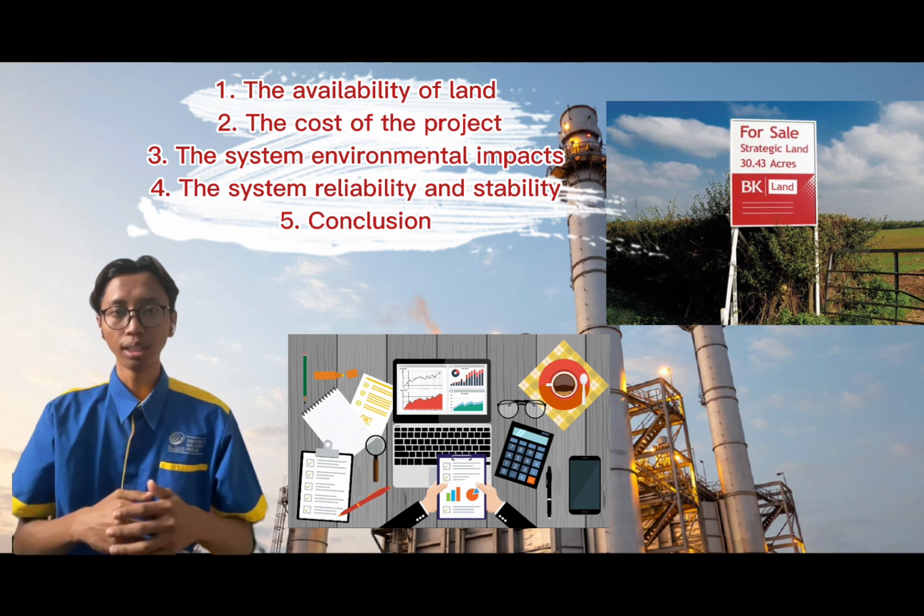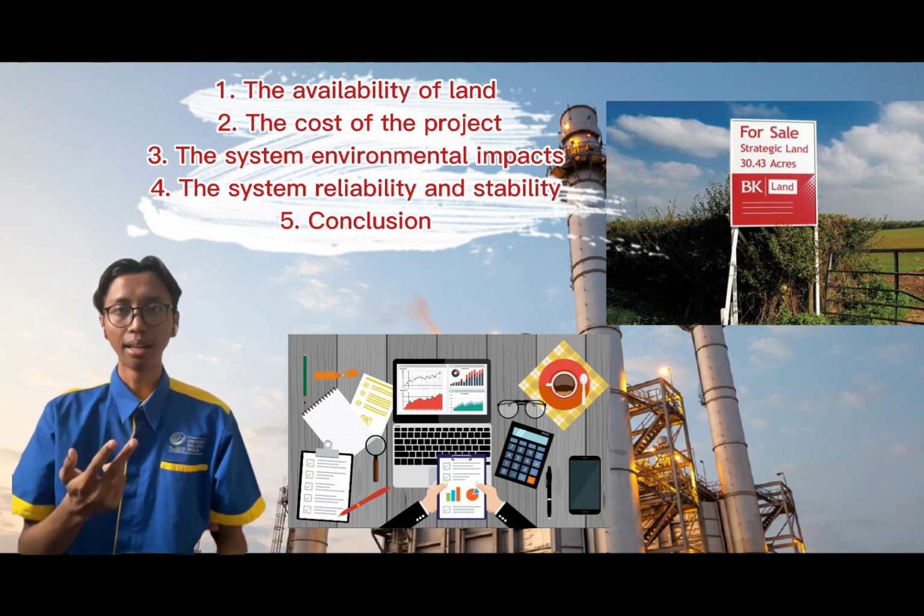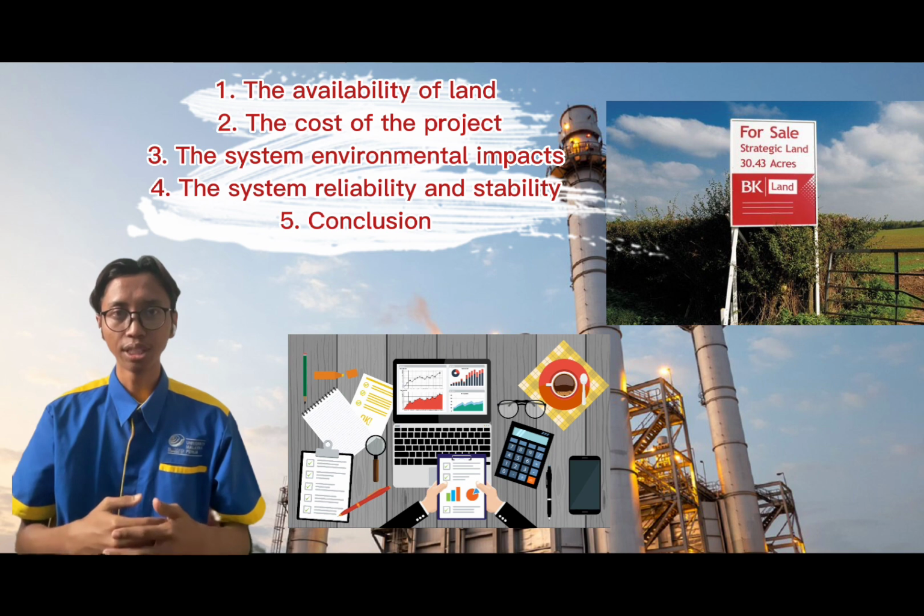For a short conclusion of design constraints, designing a hybrid renewable energy system involves considering various design constraints such as the availability of the land, cost, environmental impact, and reliability to ensure that the system is efficient and reliable and cost-effective while minimizing the use of fossil fuels and its impact on environment.